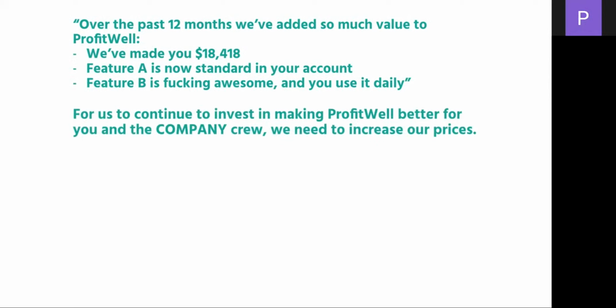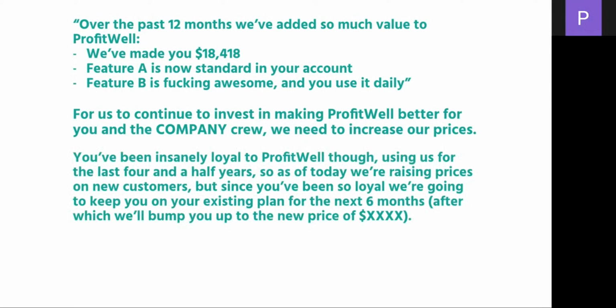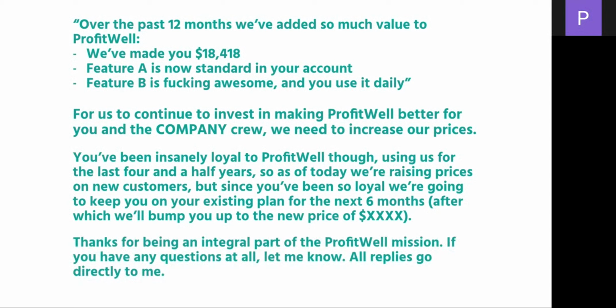Then you want to introduce the price increase, but remind them that it's to invest in making the product better for them. Then you want to make sure you reward them for being loyal. Because they've been with you for 4.5 years or whatever it is, we're going to give what's called a legacy discount, which means, hey, for everyone else, all these new people who weren't as loyal as you, they're going to get the new increased price. For you, though, you're getting your existing price for the next 6 months, and after that, we're going to bump you up to the new price. And then obviously you want to give them an out. Thank you for letting us be a part of your growth. If you have any questions at all, let us know.